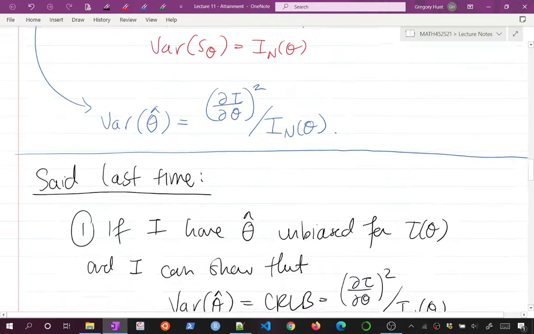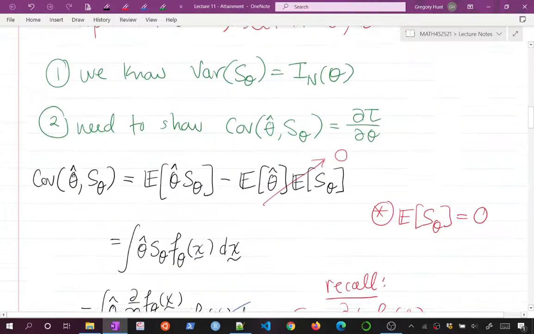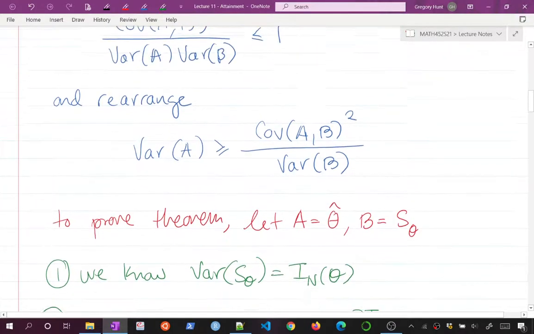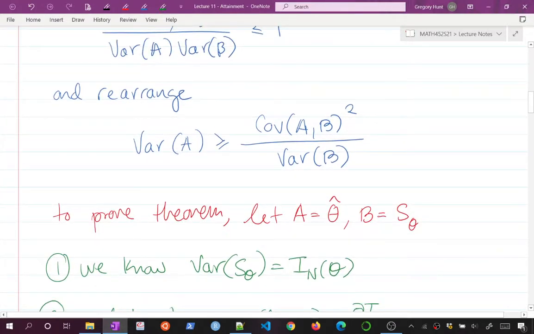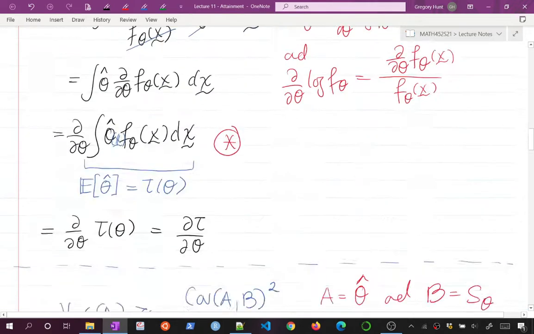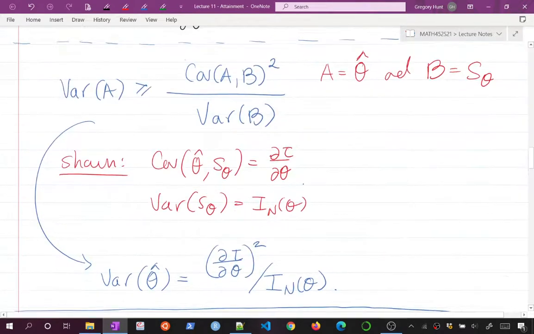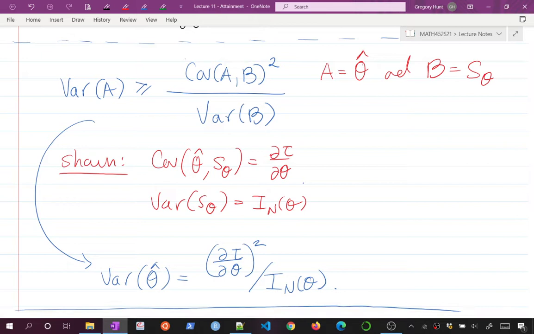Now, let's go back and look at our proof of the Cramer-Rao lower bound, because this is going to help us out. Here is basically the sketch of the Cramer-Rao lower bound proof. And so we had the variance of A is bigger than or equal to the covariance squared over the variance of B.